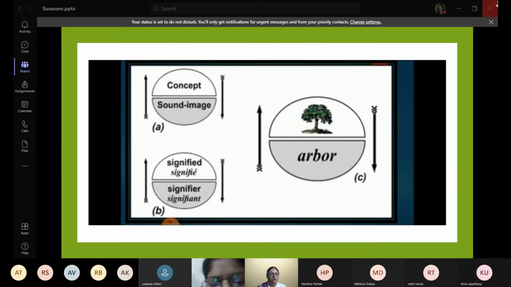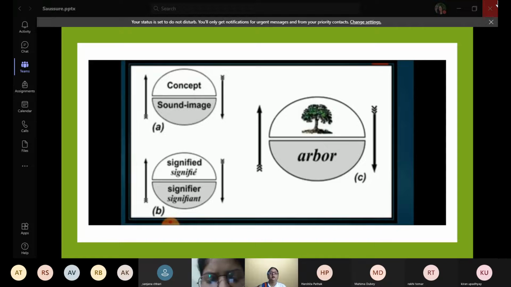It is also written in French. You can see it there in the lower diagram. Yes. Right? So, and ARBOR, this is the sound image that falls on our ears or that falls on our eyes when we read it.